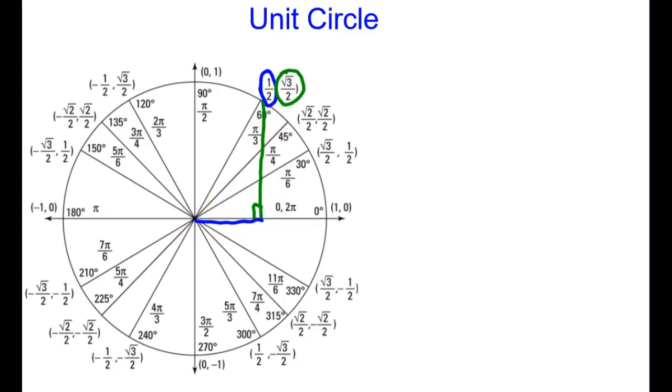Now that we've gone through all that information of what all these values represent on the unit circle, the degrees, the radians, the ordered pairs, now we have to discuss how trigonometry is involved.